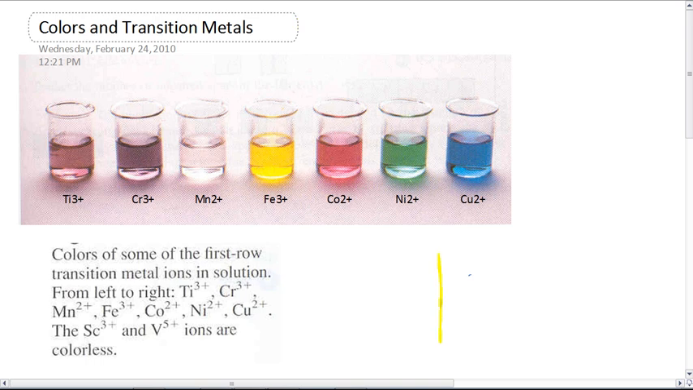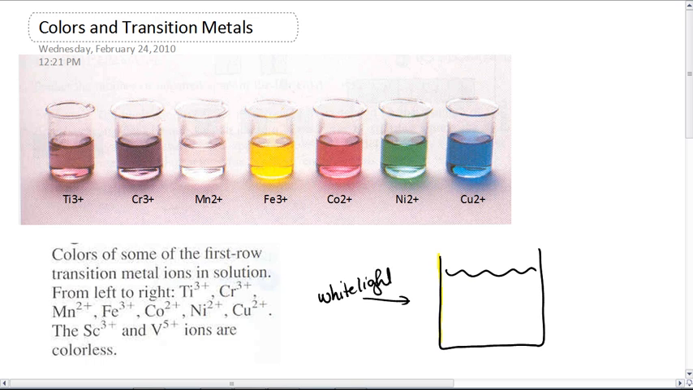Well, in these solutions, if we shine white light at them, they are in fact absorbing some wavelengths and allowing other wavelengths to pass through to your eye.